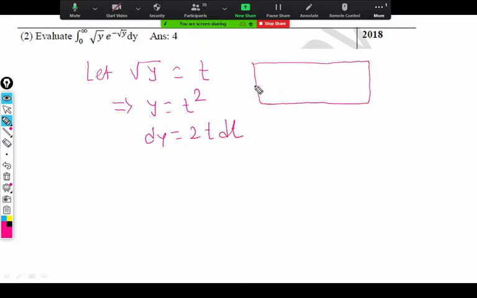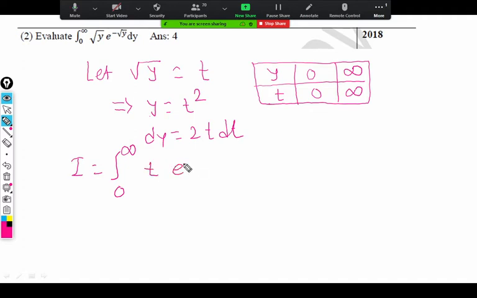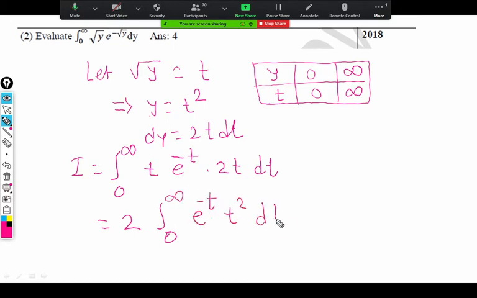The limit remains unchanged. The old variable is y, the new is t. The limit of y is 0 to infinity. When y is 0, t is 0. When y is infinity, t is infinity. So the integral becomes 0 to infinity e raised to minus t, 2t dt. So 2 is a constant again outside. It's 0 to infinity e raised to minus t square dt. And now what is the value of this integral?